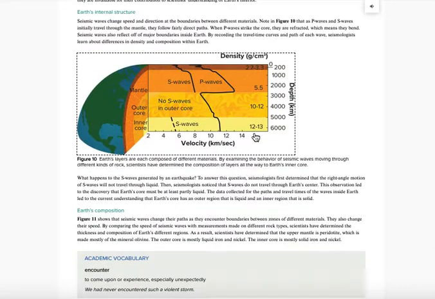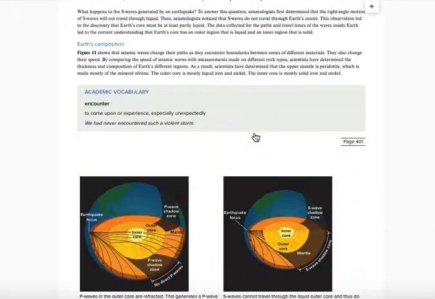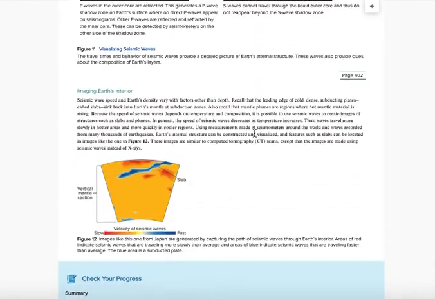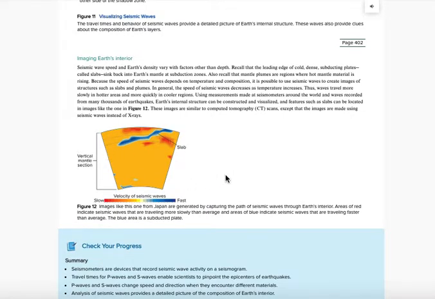And not only can they figure out what it's made of as far as solids or liquids, scientists can also make some good inferences about what the temperature of the Earth is. So hot things are usually less dense, and cold things are usually more dense. So this is a cutout from a piece of land in Japan, like a cross section of the Earth in Japan.